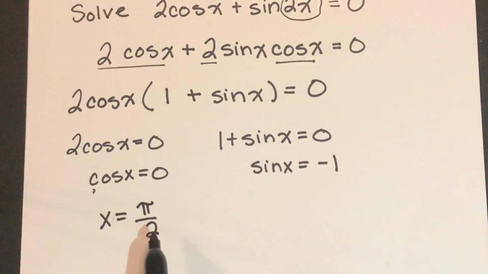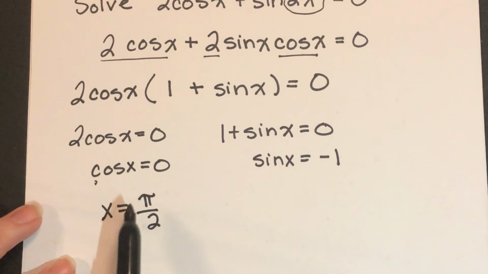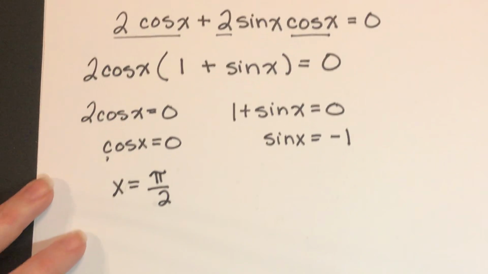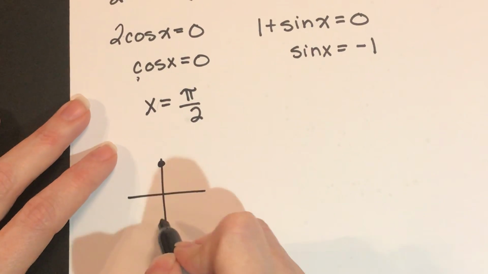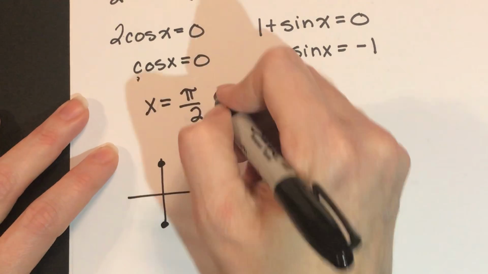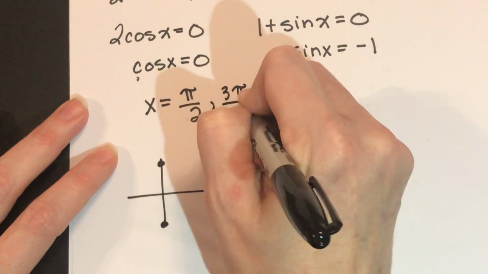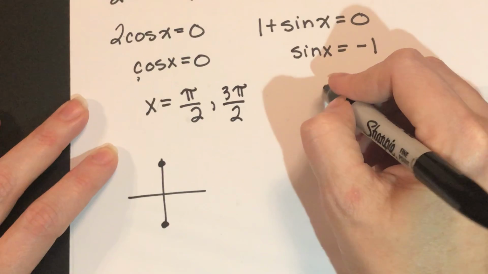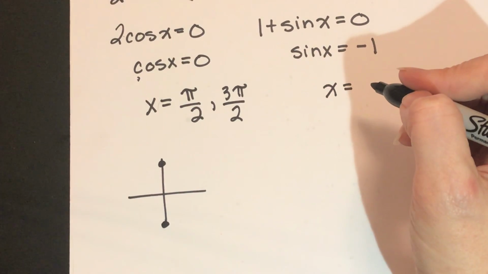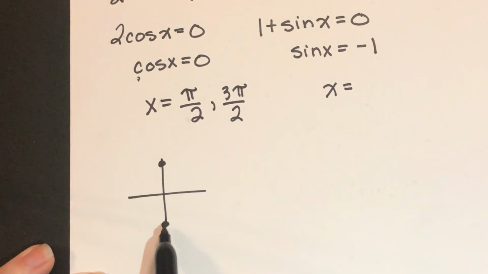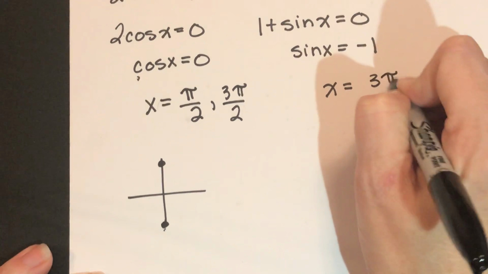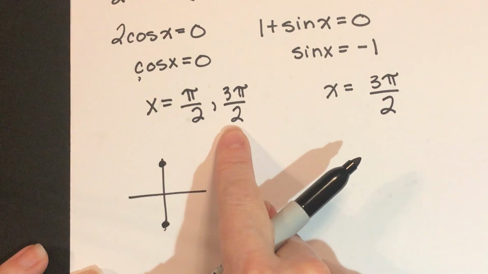Some of you were forgetting this on your homework assignments. There is a second one, so don't just go halfway around the circle. It's 0 here and here, so it's also 3 pi over 2. And then the sine is -1 right here. Sine is y, so the only time y is -1 is right here. So we actually already have that solution over here.